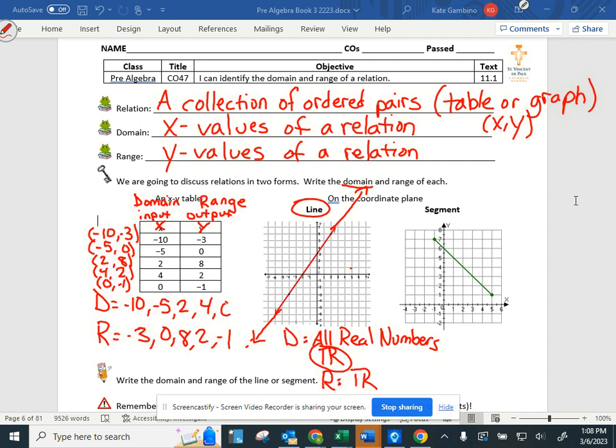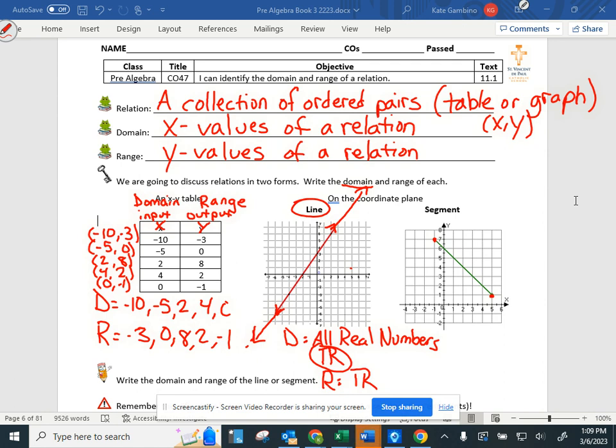Now we're going to look at our segment. Does our segment go on forever? No, a segment is different than the line. The line has the arrows. Our segment has a starting point and an ending point. It is important to note the difference between the line and the segment, because your answers for the domain and range are going to be very different.